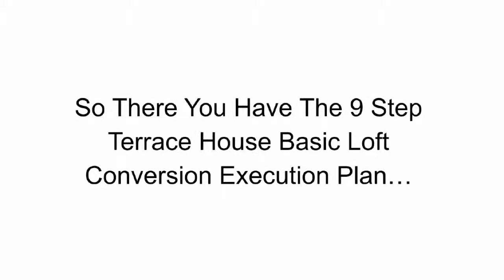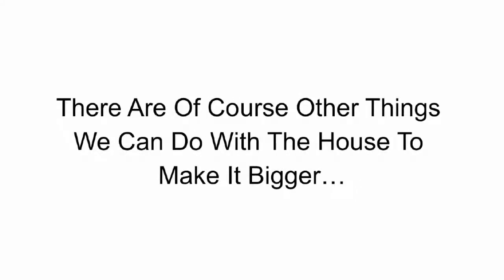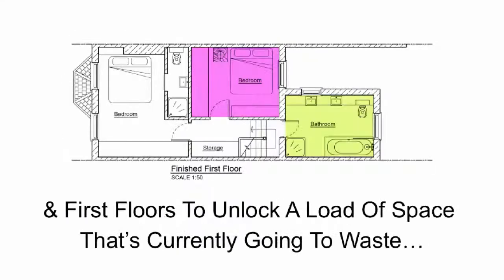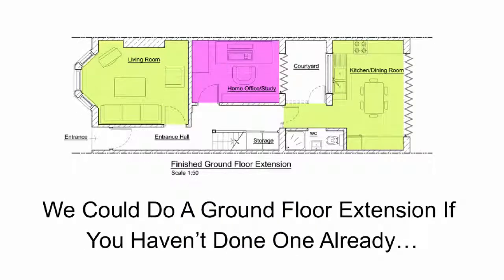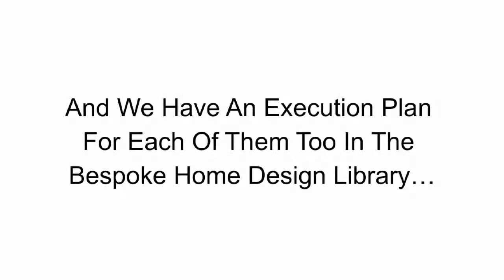So there you have the 9-step terraced house basic loft conversion execution plan, and I hope I've given you some ideas in this presentation. There are of course other things we can do with the house to make it bigger, such as tweak the layout of both the ground and first floors to unlock a load of space that's currently going to waste. We could do a ground floor extension if you haven't done one already, or even a basement conversion. And we have an execution plan for each of them too in the Bespoke Home Design library, so make sure to check them out.